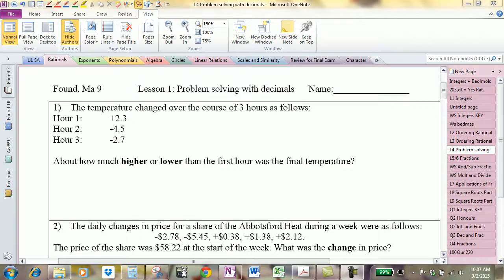Okay, so the temperature change over the course of 3 hours is this. This is what's happened. So this is not the temperature, but it's the change. So we're just looking at the changes. What we want to do is figure out what our total change is. That's what the question's asking us. So we want to add our changes.